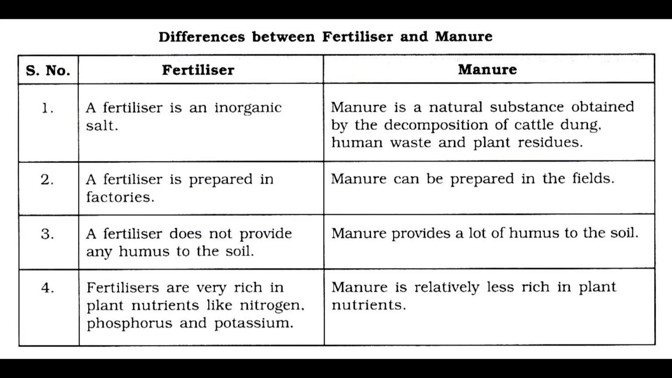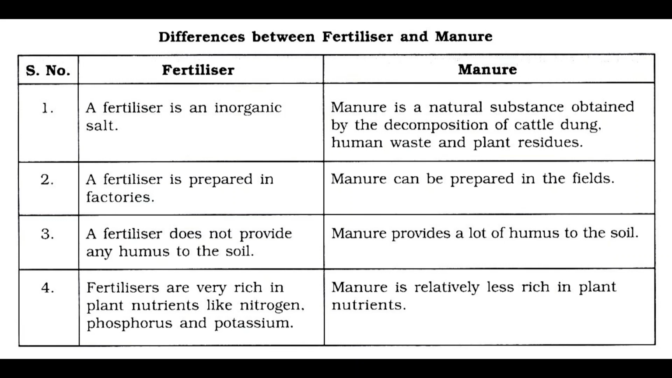Now, finally, we categorically set the differences between fertilizers and manure. Let's study this chart and memorize it very clearly. The differences between fertilizer and manure. A fertilizer is an inorganic salt. You will know what is salt in scientific terms in the upper classes. But now you remember, fertilizer is an inorganic salt. And manure is a natural substance obtained by the decomposition of cattle dung, human waste, plant residues.